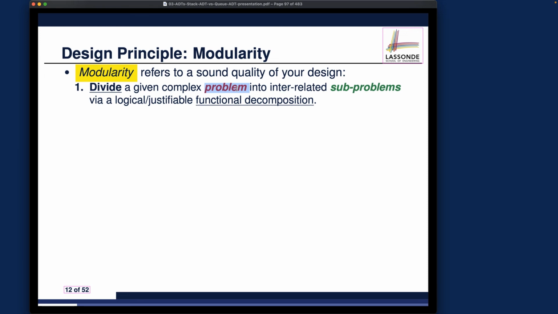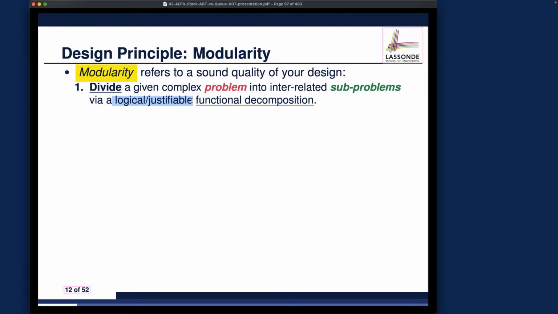Individually, they will be small enough for you to solve. So you're going to divide them into interrelated sub-problems, right? That's called the divide and conquer strategy, if you have heard about it before. And whatever division strategy you use to go from the original problem into the sub-problems, of course, you want to make sure they are logical and they are justifiable.